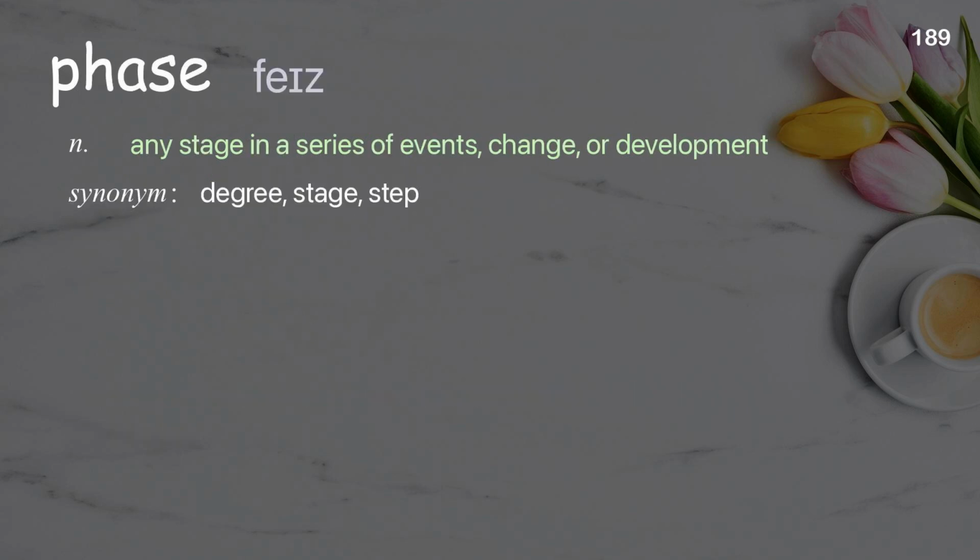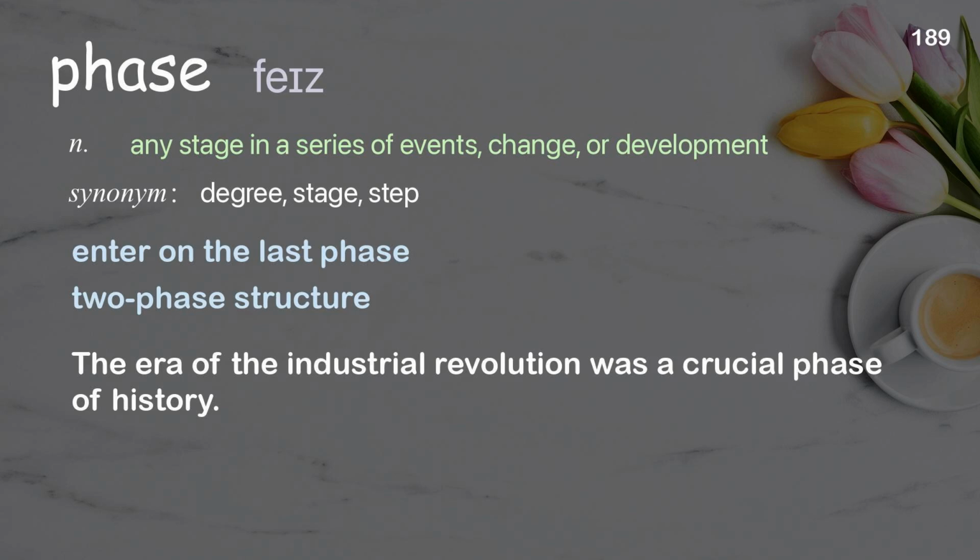Phase: any stage in a series of events, change, or development. Examples: Enter on the last phase. Two-phase structure. The era of the Industrial Revolution was a crucial phase of history.